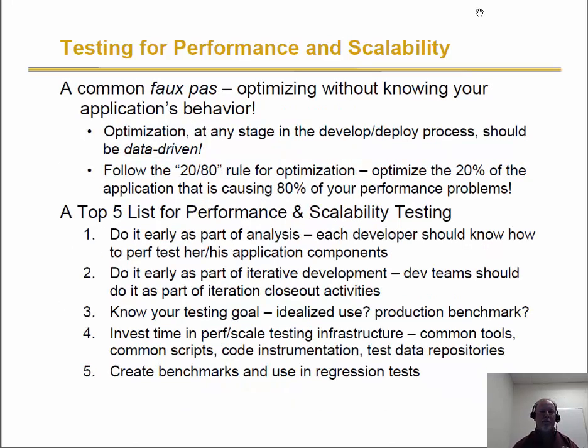And then finally, some warnings, if you will. A common faux pas, a common bad behavior, an anti-pattern, if you will, is optimization without knowing your application's behavior. I've seen, again, a lot of organizations that just kind of guess and say, oh, well, this is happening, so we have to go optimize that. We've got to throw more CPU at it. We've got to change our database connection pool.